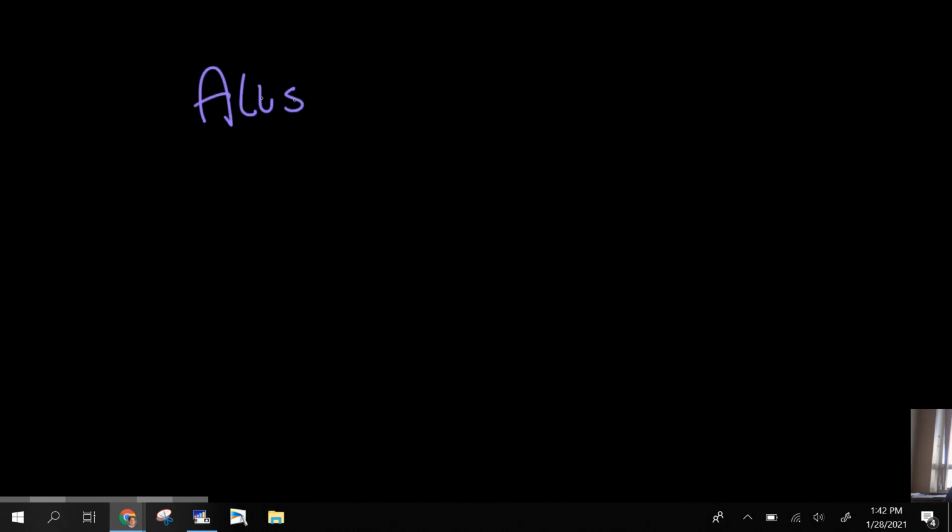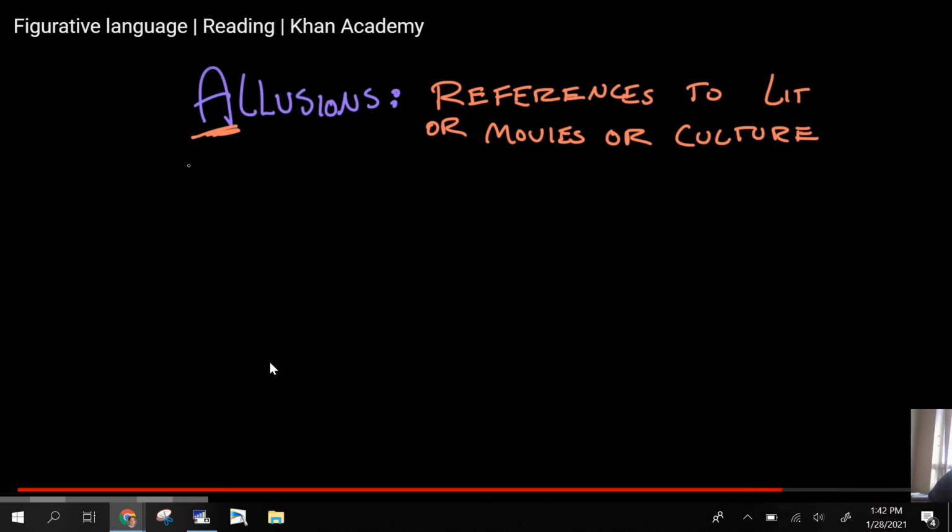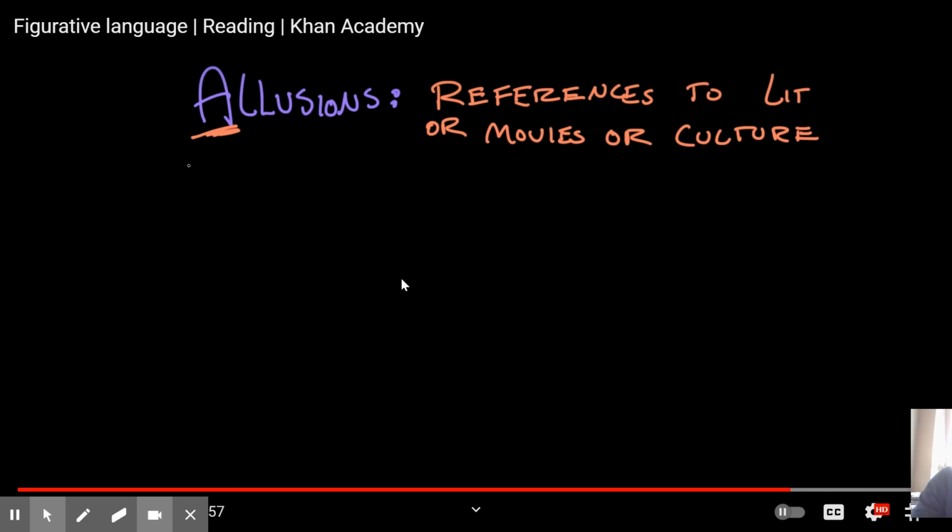The final kind of expressive language I want to talk about today isn't exactly figurative language. It's the language of allusion and references, where you make comparisons. Some examples of allusions: Oh, you'd have to be Superman to lift that fallen tree.